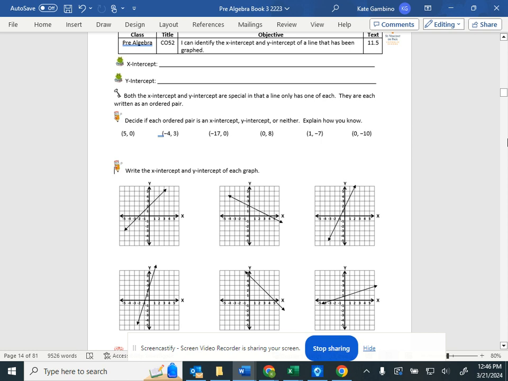Okay. Now, for today's math lesson, we are starting Unit 9. Still working with those graphs. We worked with all the different slope type stuff with our last unit. Now we are going to be working with the x and y intercepts. So we are starting with CO52. I can identify the x-intercept and the y-intercept of a line that has been graphed.